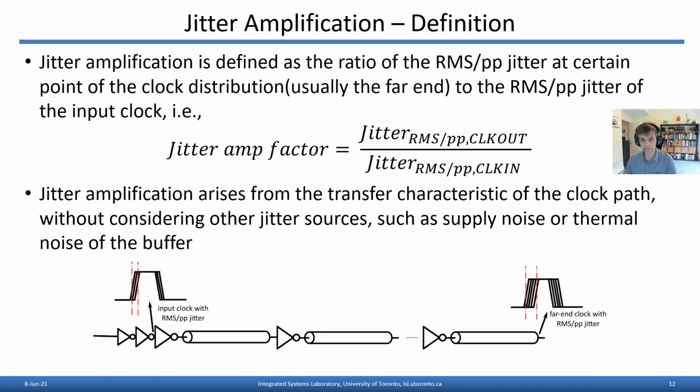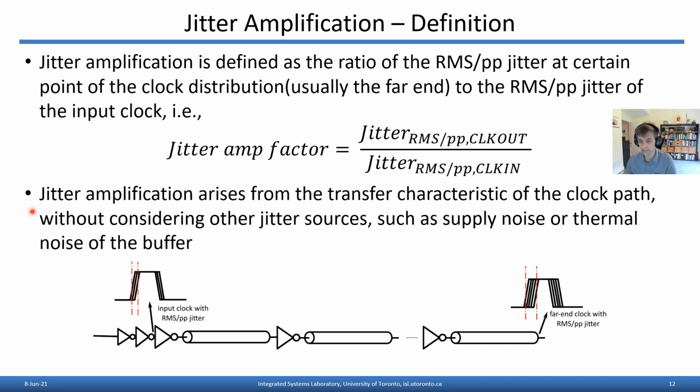So we're going to define jitter amplification along a chain of buffers as the ratio of the input jitter to the output jitter at a certain point of the clock distribution network, for example, the far end over here. So that's going to give us a constant jitter amplification factor. Jitter amplification arises from the transfer characteristic of the clock path without considering any other jitter sources such as power supply noise or thermal noise of the buffer.